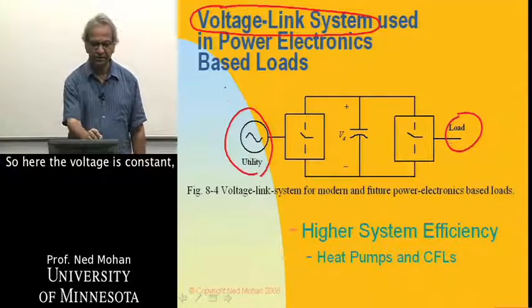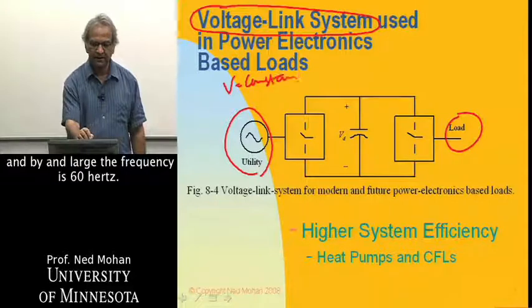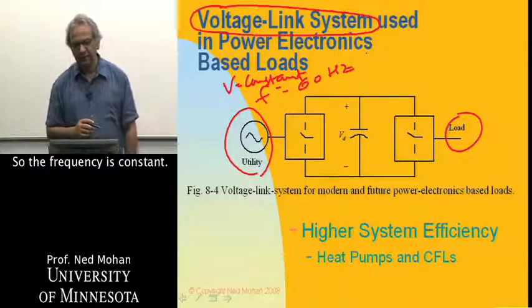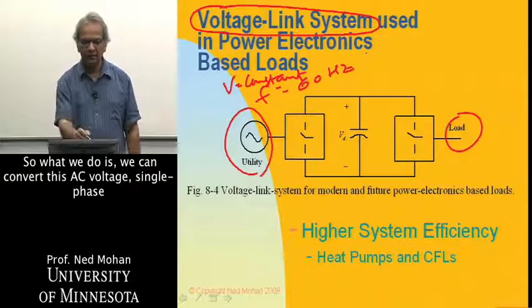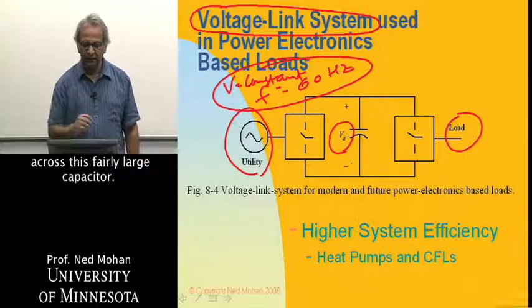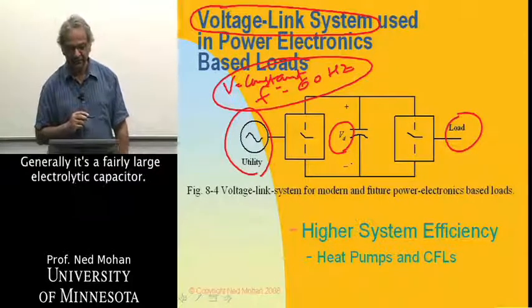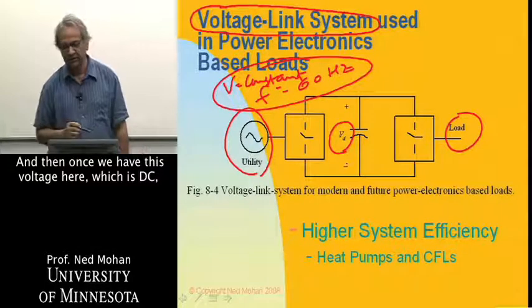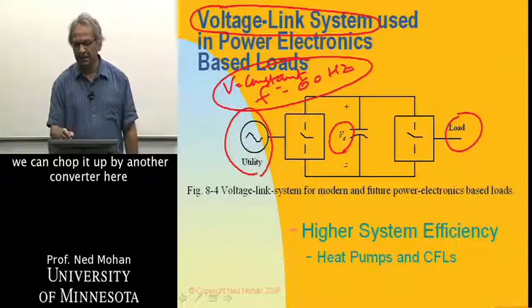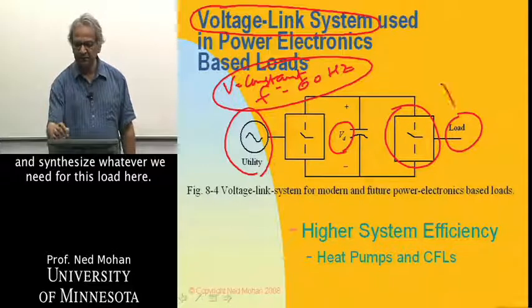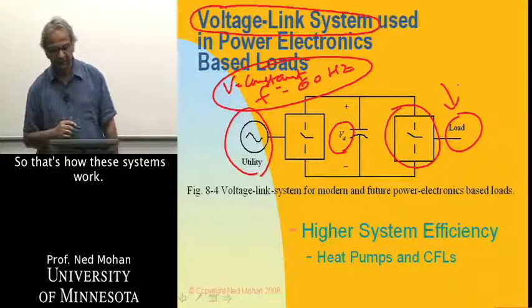So here the voltage is constant, and by and large the frequency is 60 hertz. Well, it may be 50 hertz in some other countries. So the frequency is constant. So what we do is we can convert this AC voltage, single phase or 3-phase, to a DC voltage across this fairly large capacitor. Generally it's a fairly large electrolytic capacitor. And then once we have this voltage here, which is a DC, we can chop it up by another converter here and synthesize whatever we need for this load here. Okay, so that's how these systems work.